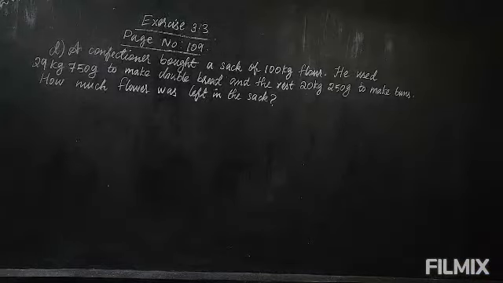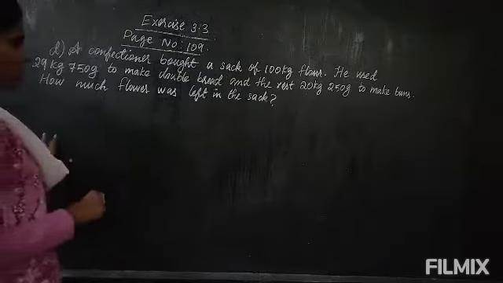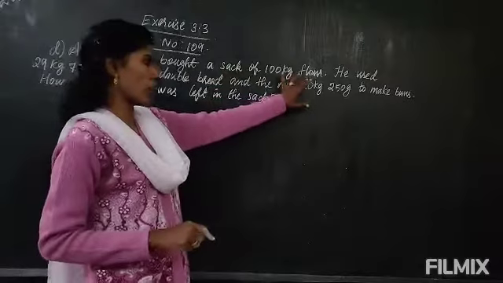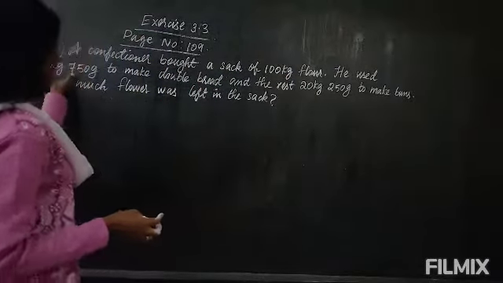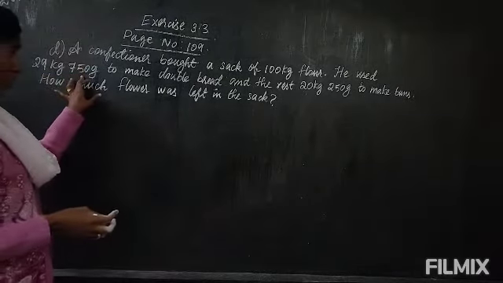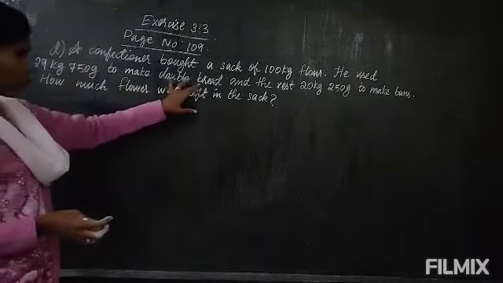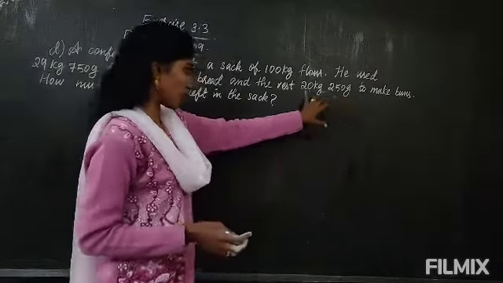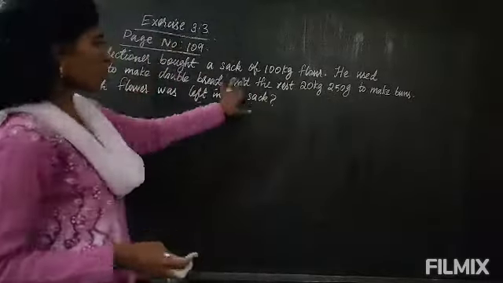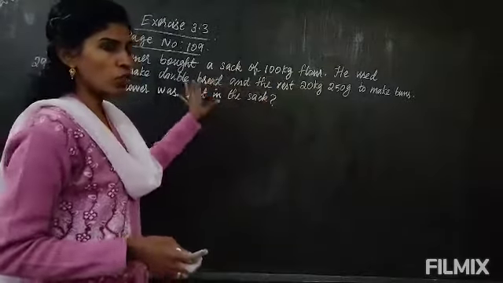I have written the D sum on the board. Let's see now. A confectioner bought a sack of 100 kg flour. Okay, one sack fully he has bought of flour. So that is the total amount of the flour. He used 29 kg 750 gram to make double bread, and the rest 20 kg 250 gram to make buns. Okay, so these two he is using.